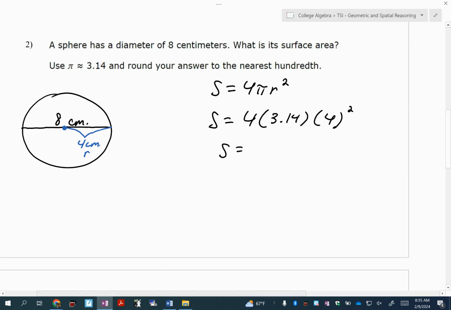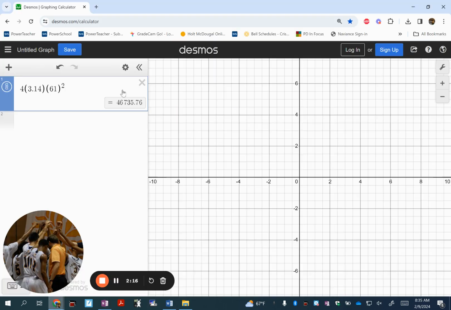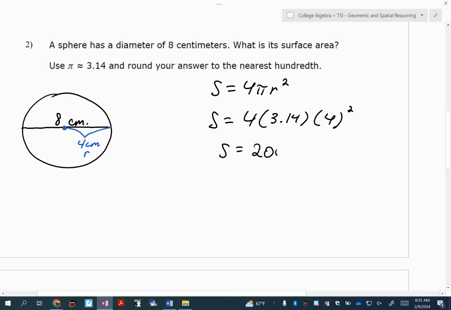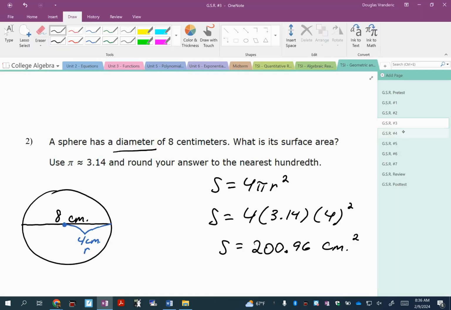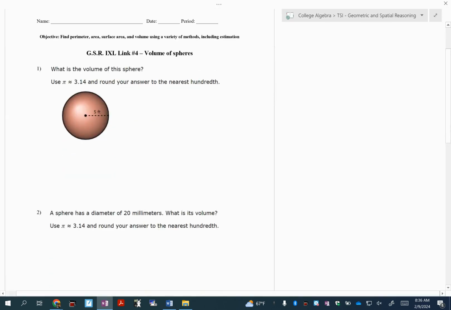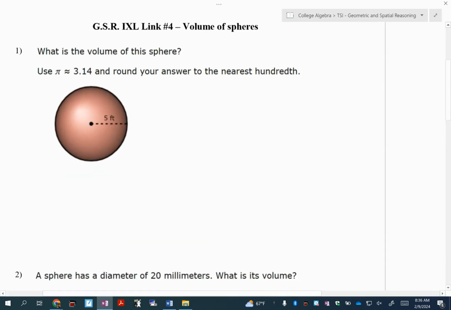So going to my calculator, I have 4 times 3.14 times 4 squared, which is 200.96. The units for this one is going to be squared centimeters. Okay, so that's it for finding the surface area. Again, just be on the lookout when they're giving you the diameter, that that's not the number you'll be plugging in. Let's switch to the next link in your packet, which is looking at the volume of spheres.